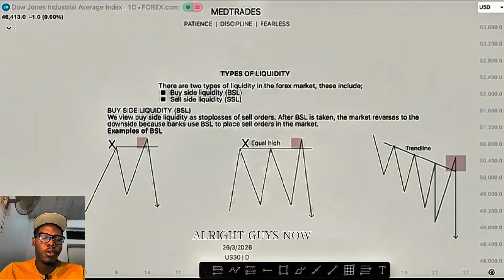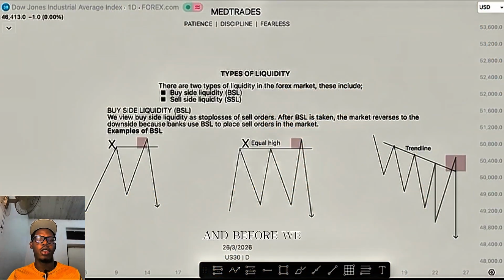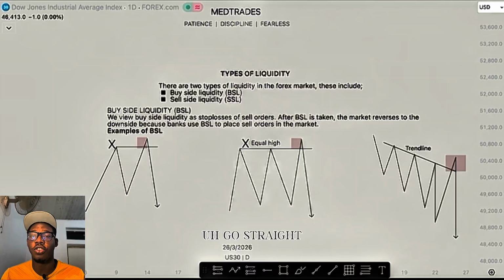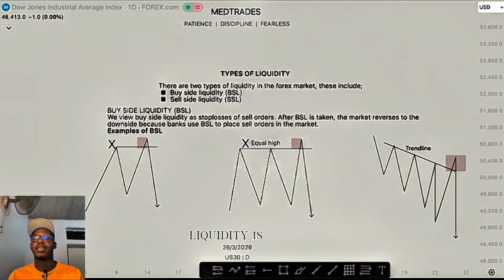Alright guys, now we are in the market, and before we go straight to the chart, we have to talk about some basic things you need to know, right? And now, what's liquidity? Liquidity is termed as the fuel of the market. It's what fuels the market.